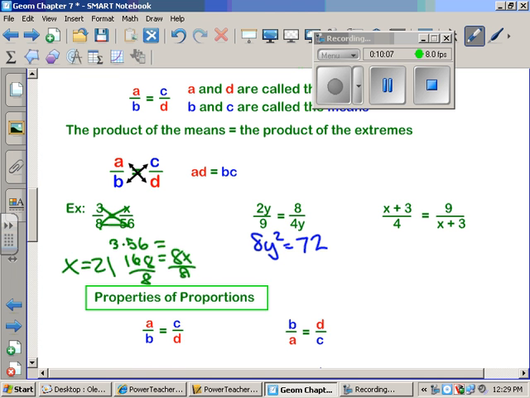Okay? Now, do I have to get this all on one side, set it equal to 0 and factor? No, because I know that I have to do that when I have a square term and a regular term. But do I have a regular term in this one? No. So I can just solve it just like a regular equation. So I'm going to divide by 8. And that gives me y squared equals 9. And then what? Take the square root. Because to undo squaring, you take the square root, and I get y is equal to plus or minus 3.